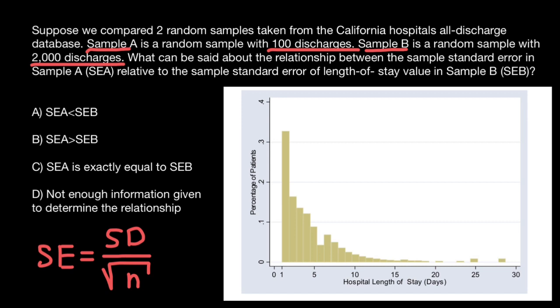But even without the formula, you should understand that the bigger the sample, the smaller is going to be standard error. Hence the answer B. Standard error of the sample A is going to be bigger than standard error of the sample B.